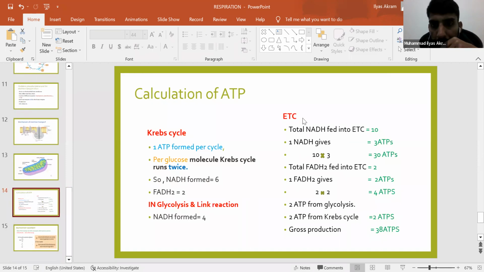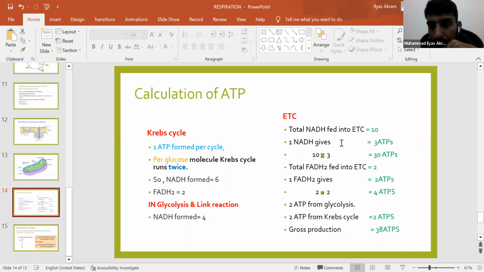In the ATC, I mean the electron transport chain, the total number of NADH formed is 10. How is that? We say that 6 NADH are coming from the Krebs cycle, while 4 NADH are coming from glycolysis. So 6 plus 4 gives a total of 10 NADH.